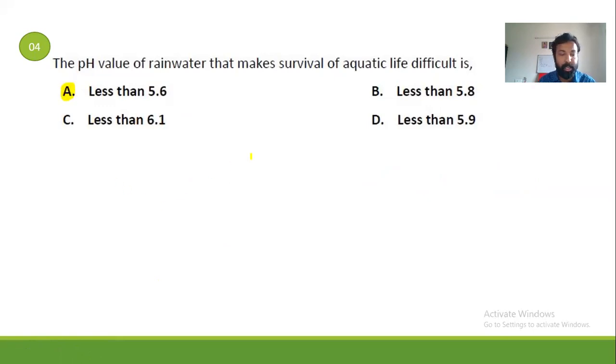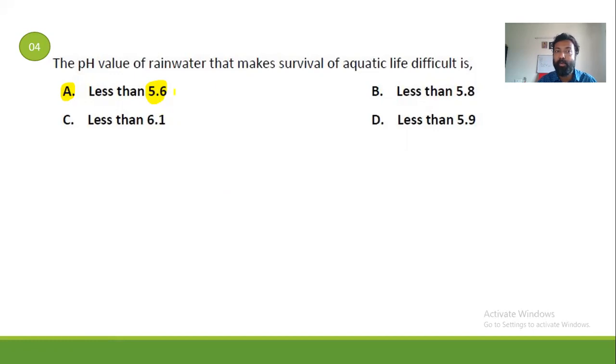Question number 4: Rainwater is slightly acidic when the pH is less than 5.6. It's also called acid rain. Whenever a thunderstorm takes place, followed by the rain, that time it is more acidic because sulfur oxides and nitrogen oxides will be there and make the water acidic.